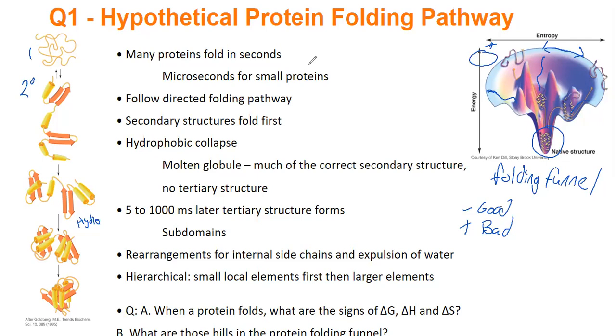Any ideas? How do delta G, delta H, and delta S relate to a protein folding? Delta S is entropy, delta G is free energy, and delta H is enthalpy.